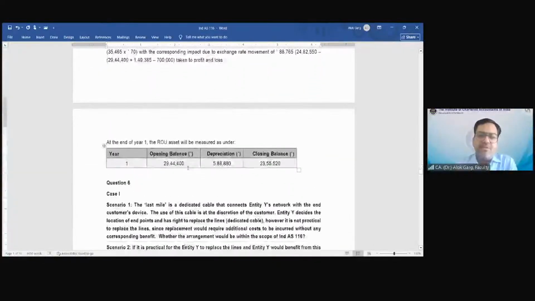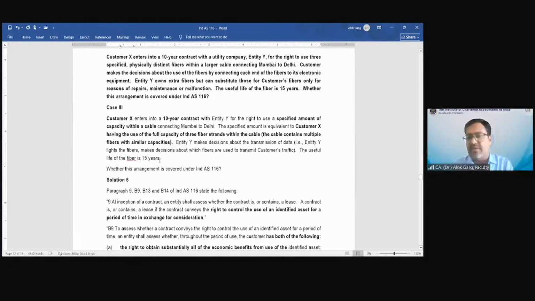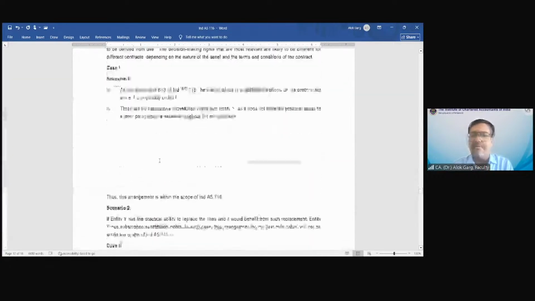See, in this question, let me come to the question again. What happened in this question? It is written that the specified amount is equivalent to customer X having used the full capacity of 3 fiber strands within the cable. And the cable contains multiple fibers with similar capacities, right? So there are multiple fibers, there is a cable and there are some slots within the cable, right? So basically it is only using 3 fiber strands. Okay.